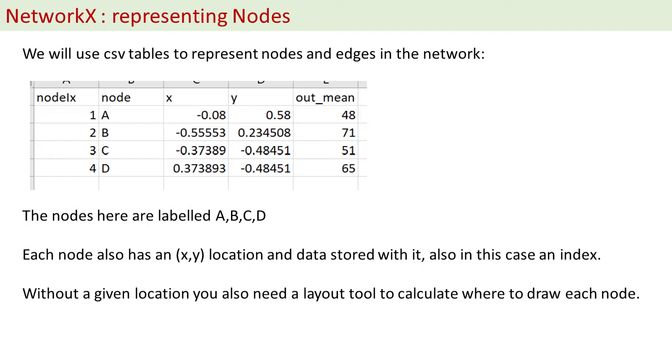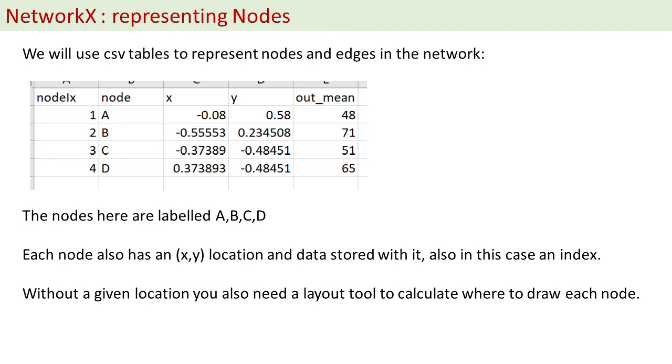Here's our table of nodes. You'll see we've got a node index added this time as well, but that's just a useful thing to have rather than essential. And our nodes are going to be labeled A, B, C, and D again. Each has a location and an arbitrary mean value for some data to put on there.